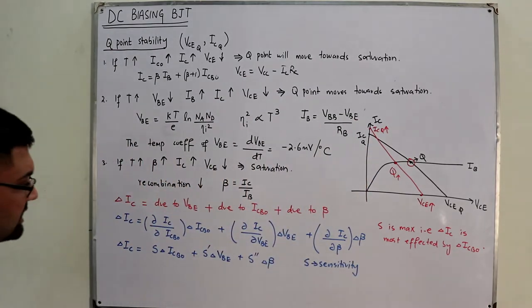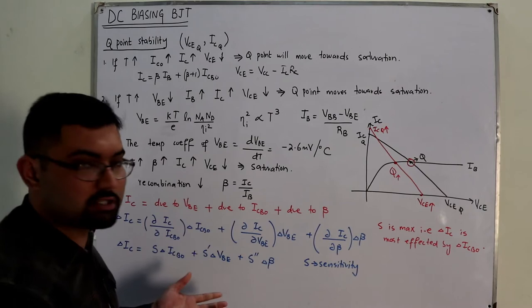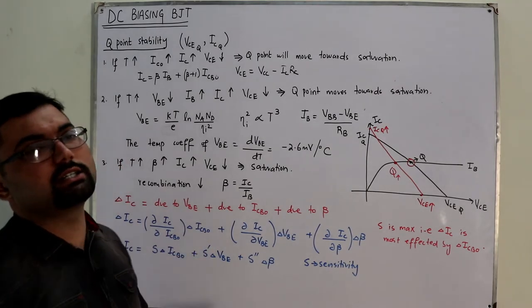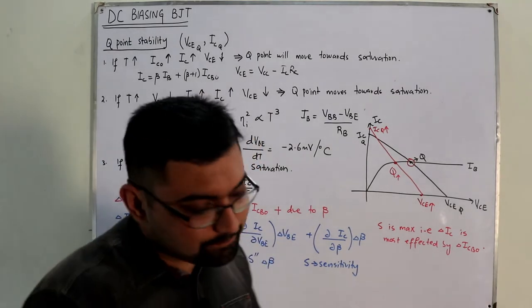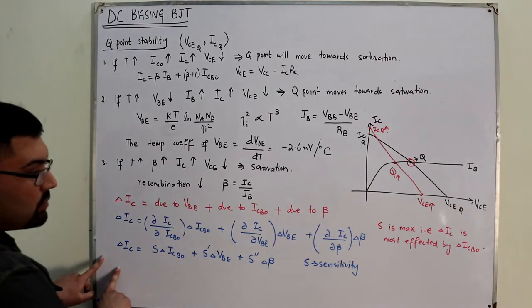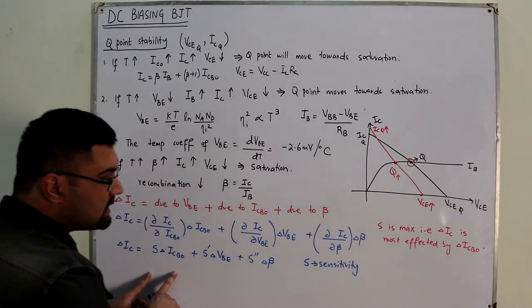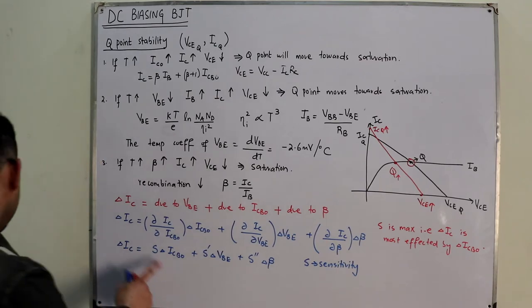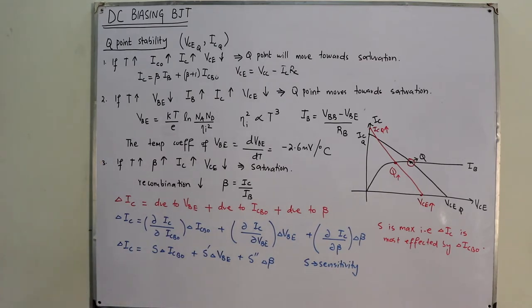Now, I've not gone into the detail of this because this is not the scope of this book, not the scope of this course. This is an introductory level, a third, fourth semester course, so that is why we've not gone into that detail. So S is maximum, which means the change of the current would be most affected by the change of the reverse leakage current. So we will only consider this factor for now. And this S is known as the stability factor, or the sensitivity or stability factor, whatever it is.